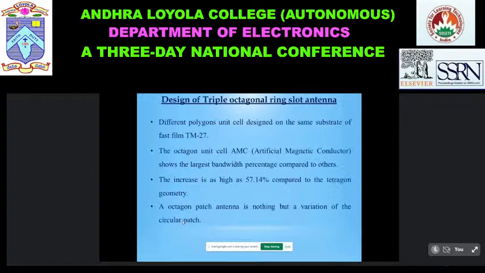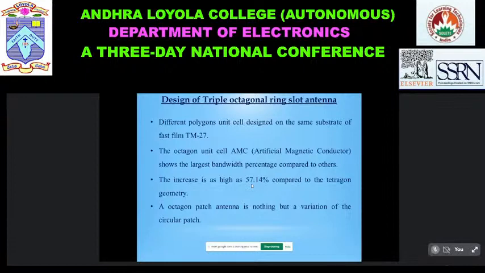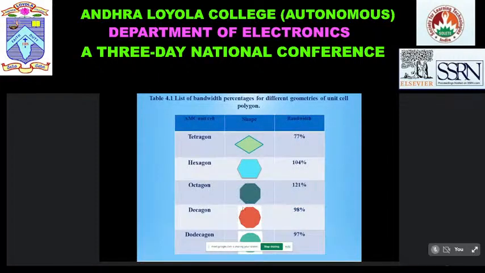Design of this triple octagonal ring slot antenna: there are different types of polygon unit cells designed on the same substrate of Fastfilm PM27. But I preferred octagonal because this shape gives high bandwidth compared to the remaining structures. It gives around 57.14% more compared to the remaining polygon unit cells. Compared to tetragon, this octagonal shape gives 54.14% more bandwidth. That's why we prefer this shape.